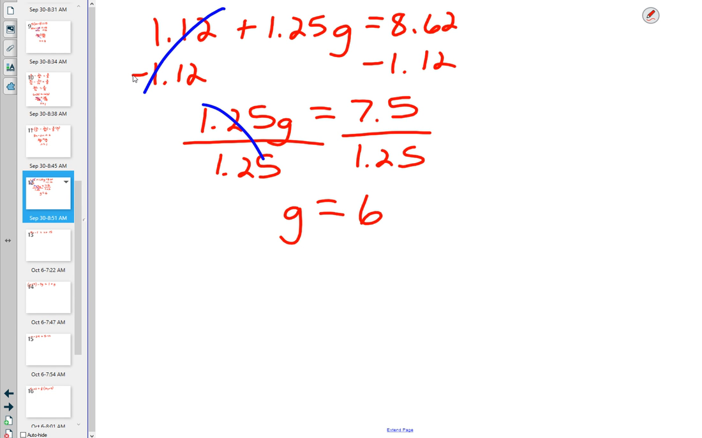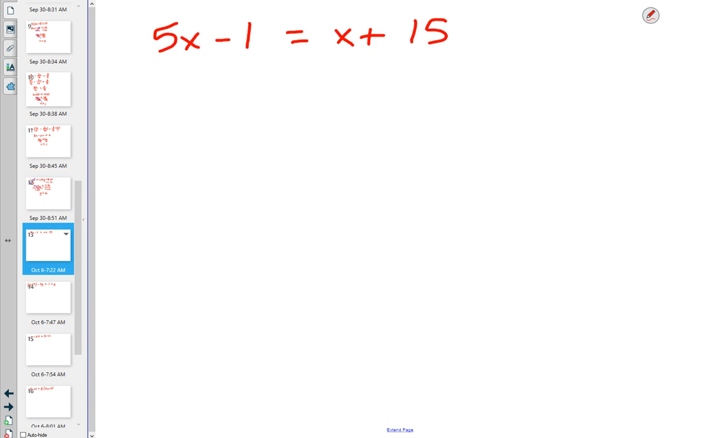With decimals? Well, you're not completely out of luck, but it's not looking good. What's different here? Variables on both sides. Remember that we want to isolate the variables. We need to get them on the same side.